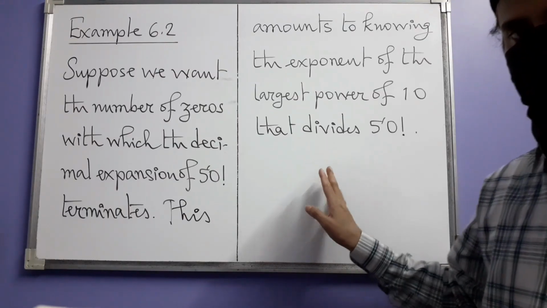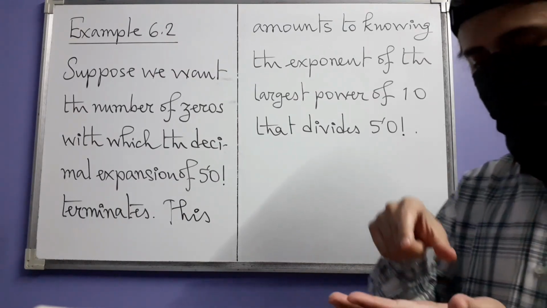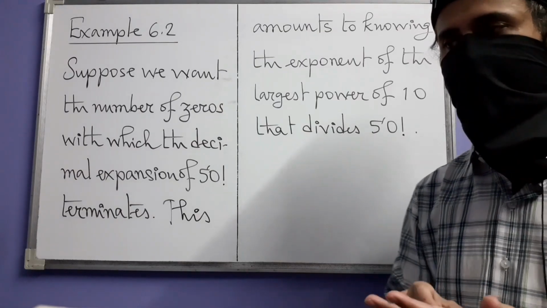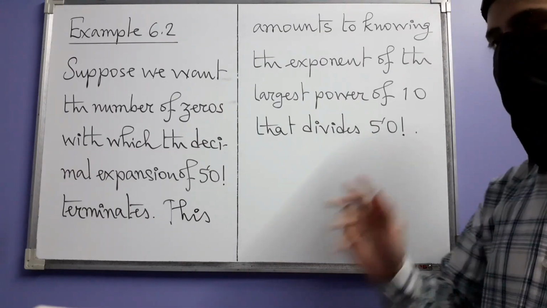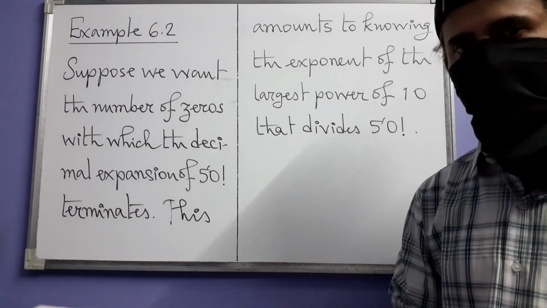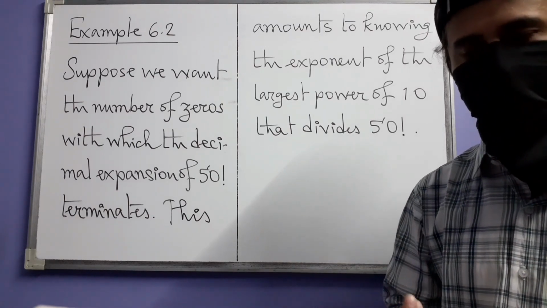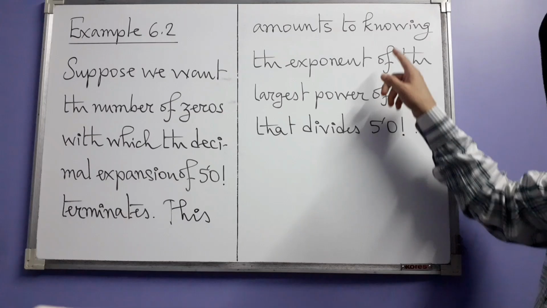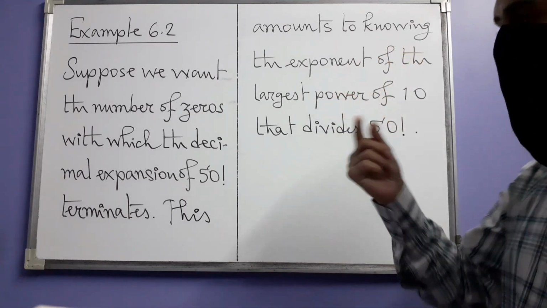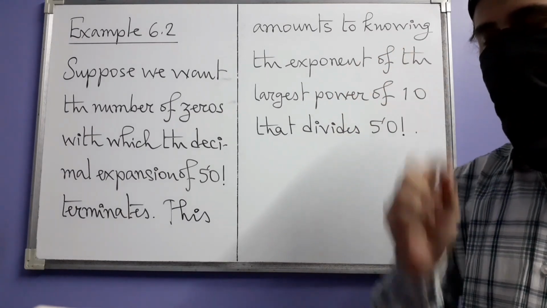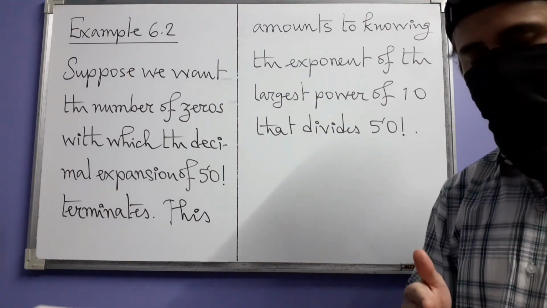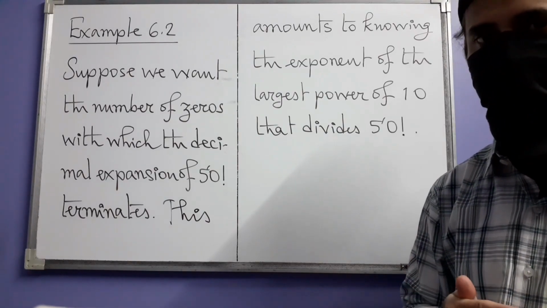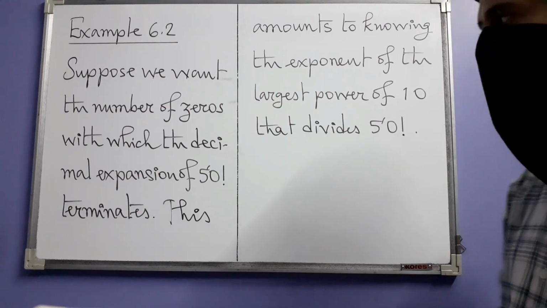We don't exactly know how many zeros there will be, but say there are 3 zeros. Then what is the largest power of 10 that divides 50 factorial? Obviously it's 10 cubed. So if we can know that exponent, that 3, then we have the answer, because that is the number of zeros at the end of the number.